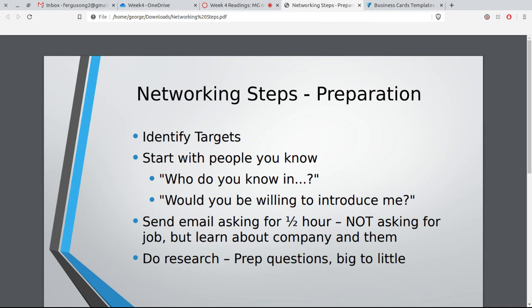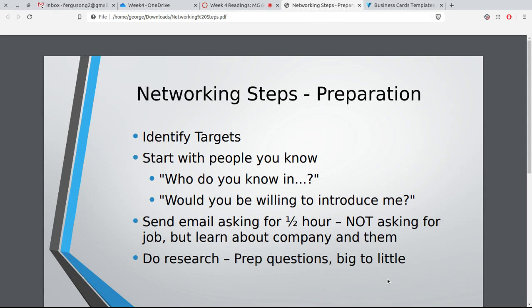Research the organization also. So if you're interested in Cerner, research what it is that Cerner is doing. What are some of the big projects that are going on? What are some of the things that have been going on in the press that have been released? Things like this. Get as much information about that company that you possibly can, and prep your questions for that person.